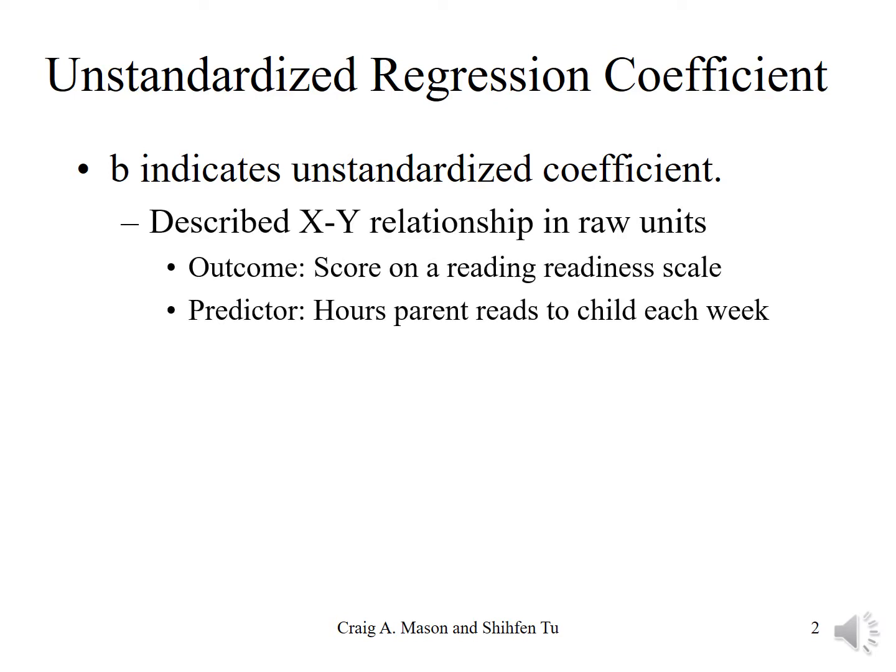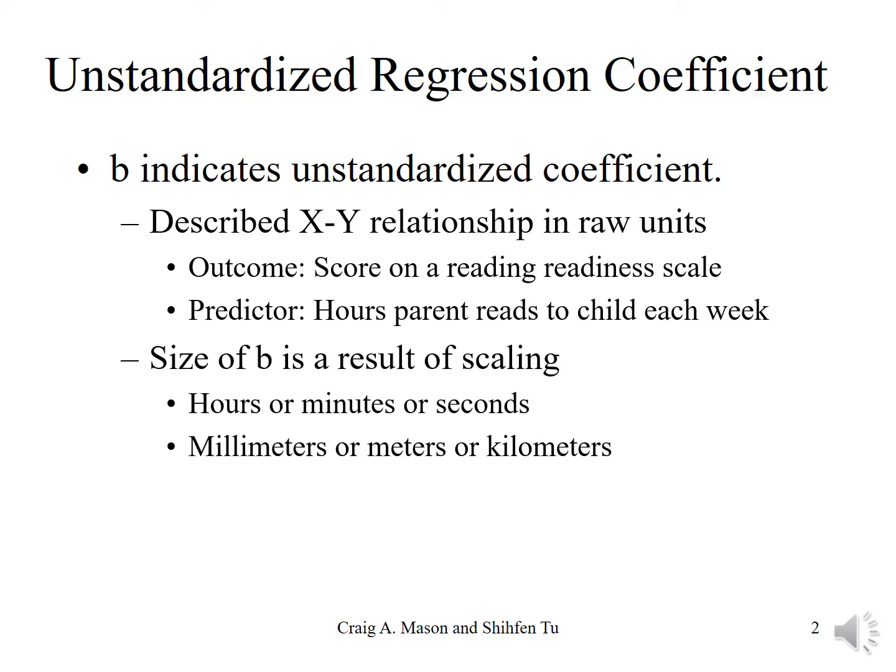If our outcome is scores on a kindergarten readiness reading scale, and our predictor is the number of hours a parent reads to their child each week, B1, the slope or effect of parent reading, will be the increase in reading scores for each hour of reading a parent does each week. As a result, the numerical size of the regression coefficient is inherently tied to the units of scaling we use.